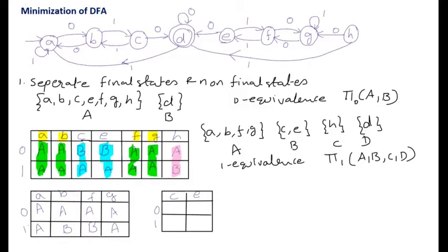Similarly, we need to fill this one also. C on 0 moves to the state D in the DFA, and D belongs to the group D.